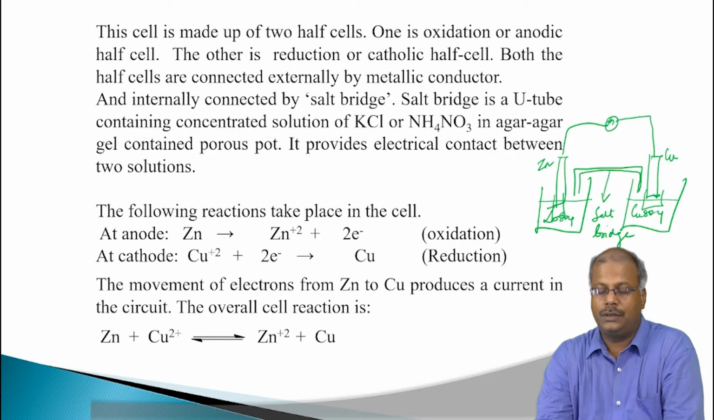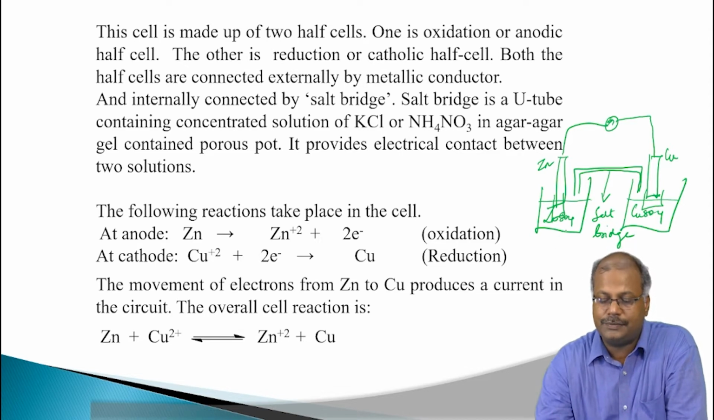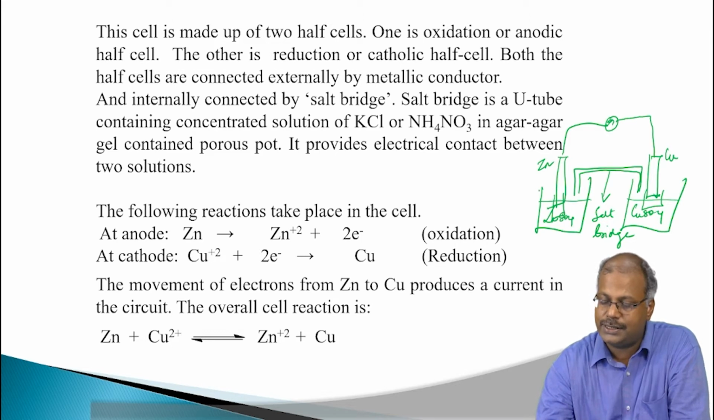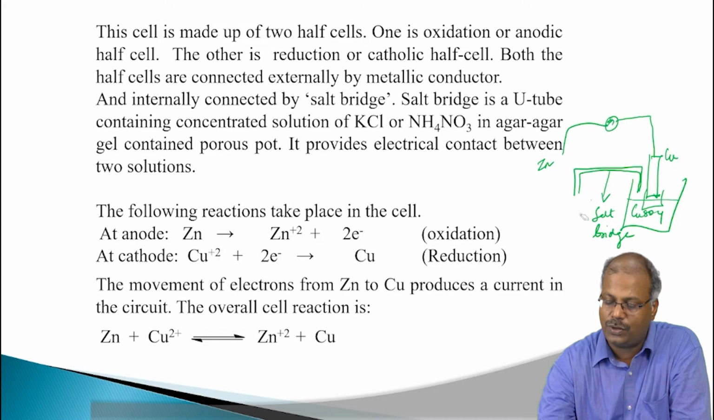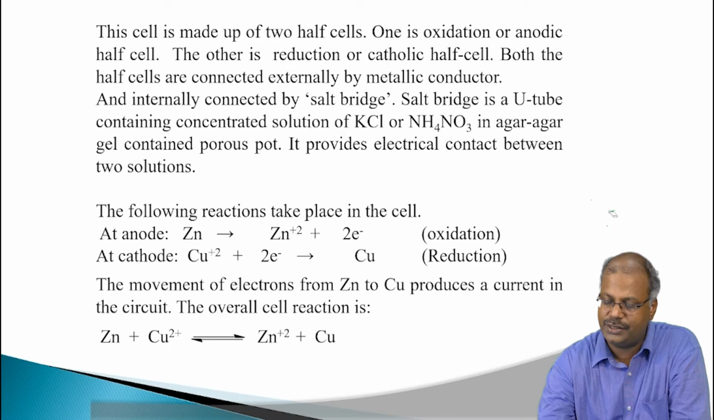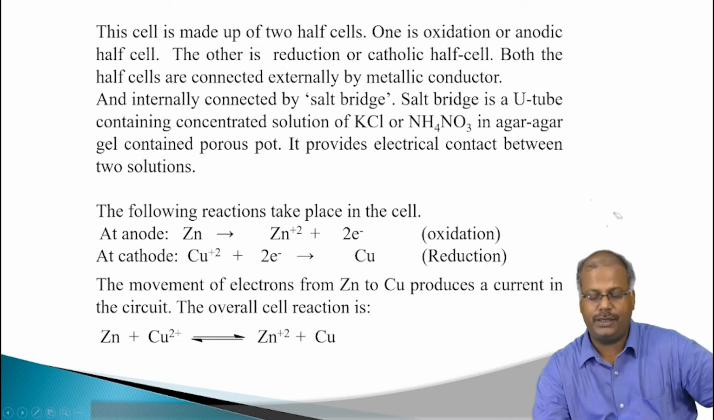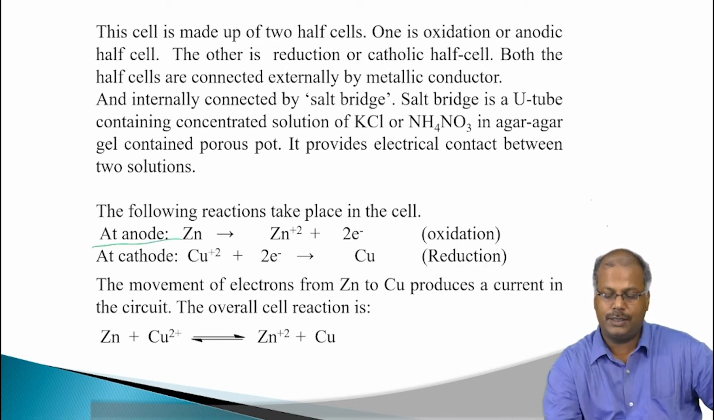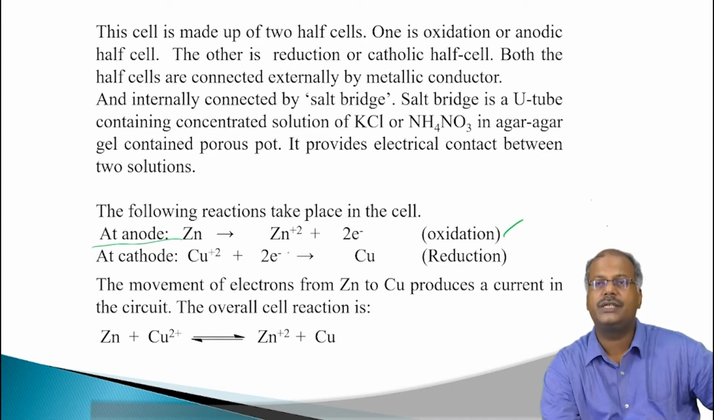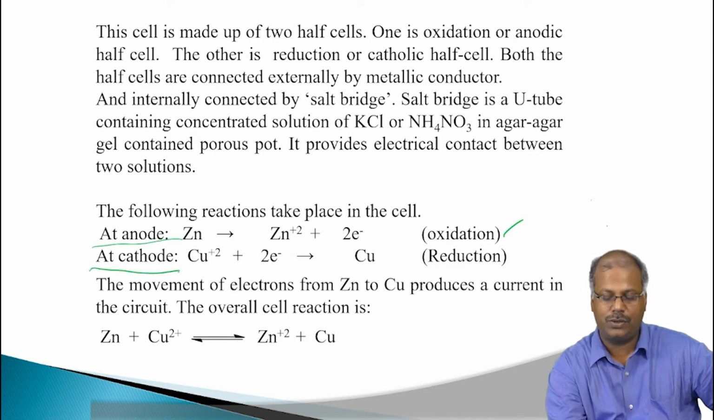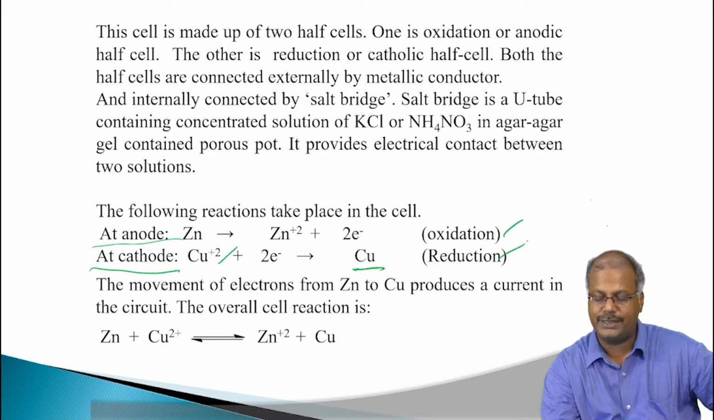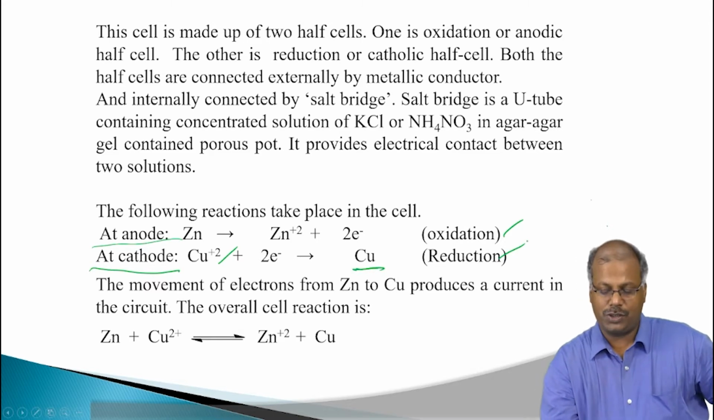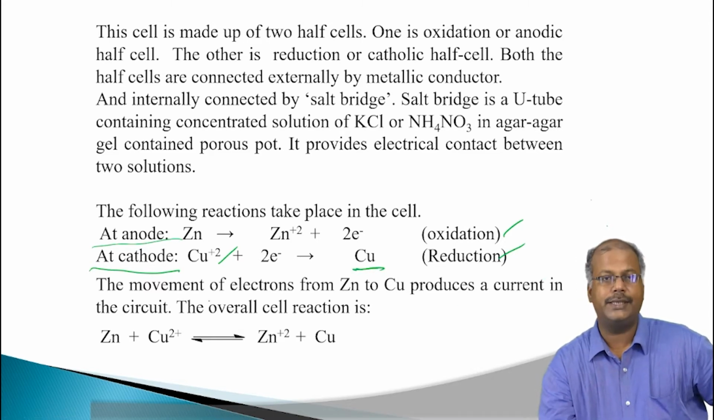Okay, so actually this Daniell cell is made up of 2 half cells. One is oxidation and another one is reduction. Zinc is the anode, oxidation, and the copper side is the cathode, reduction. We have seen this before, and the reactions I have also written. At the anode, this is an oxidation reaction: zinc gives Zn2+ and 2 electrons. At the cathode, it's a reduction: Cu2+ plus 2 electrons gives copper. This is the reduction reaction. So the movement of electrons from zinc to copper produces a current in the circuit.